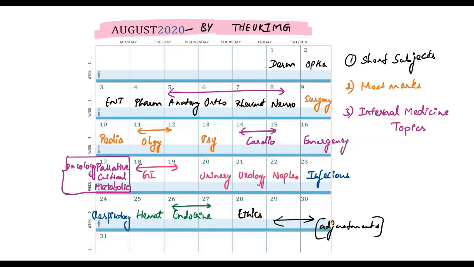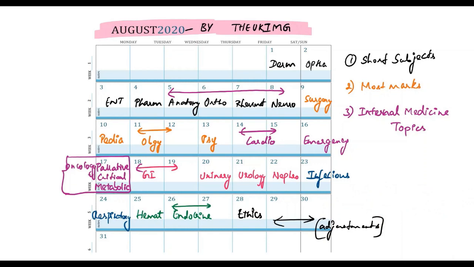So for example, you can read your short subjects and then have a day break, and then you can finish your most asked subjects and have a day or 2 break, and then you can go for internal medicine. So you can adjust it to your own needs. So this is a rough plan for the first month of your 2.5 month study plan.